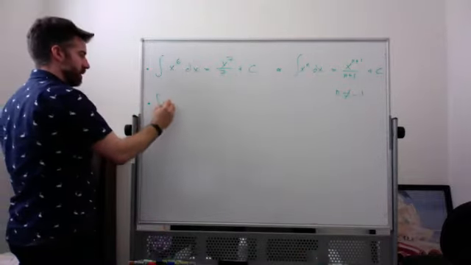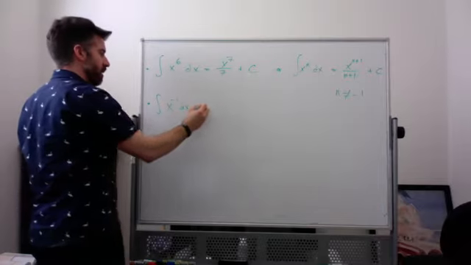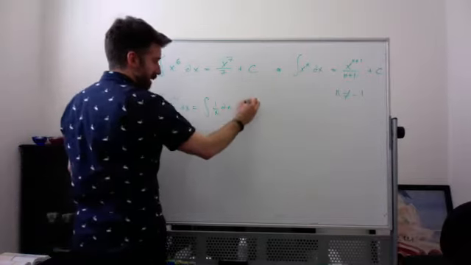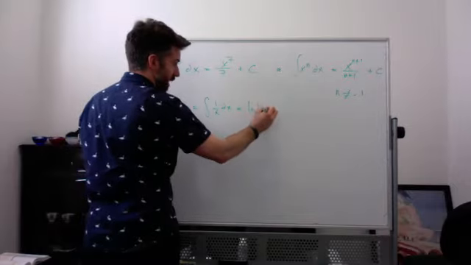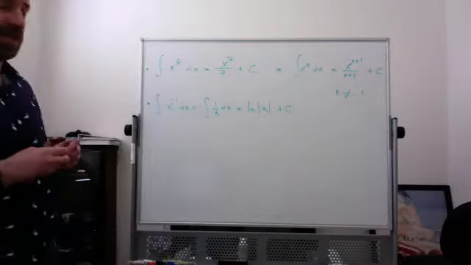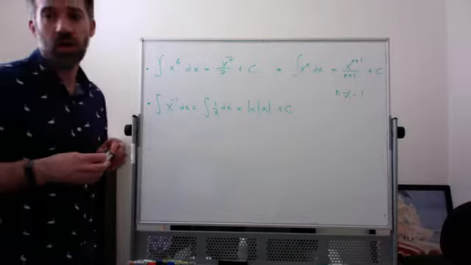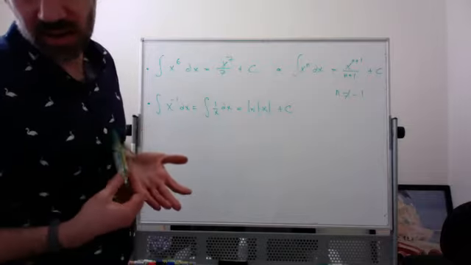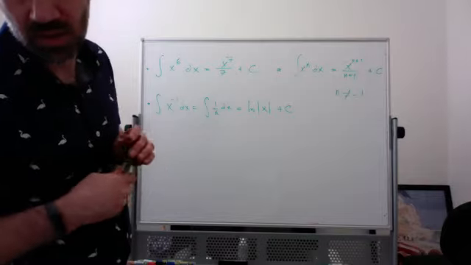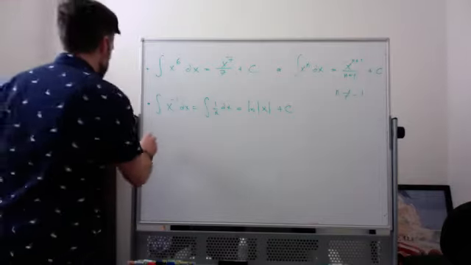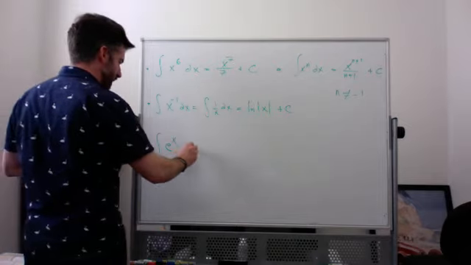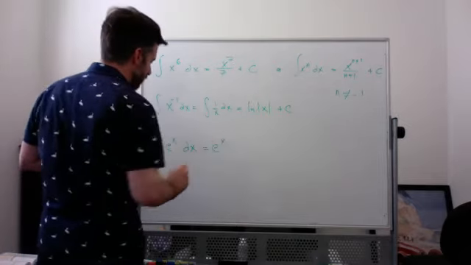The integral, or antiderivative, of x to the negative 1 is the integral of 1 over x, which we talked about last time. It's the natural log of the absolute value of x. That's definitely one you're going to want to memorize. And we also have the antiderivative of e to the x.